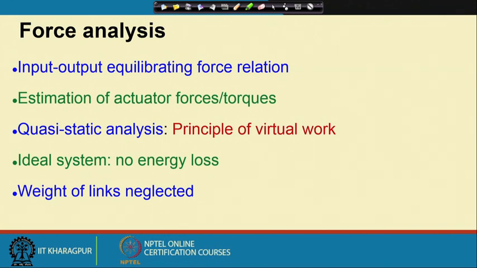We have discussed that the input output equilibrating forces is what we are interested in. This helps us in estimating the actuator forces or torques required. We will use quasi-static analysis using the principle of virtual work, that means there are no dynamic forces in our analysis. We will consider ideal systems, which means that there is no energy loss, there is no dissipation. The weight of the links is neglected in this analysis.